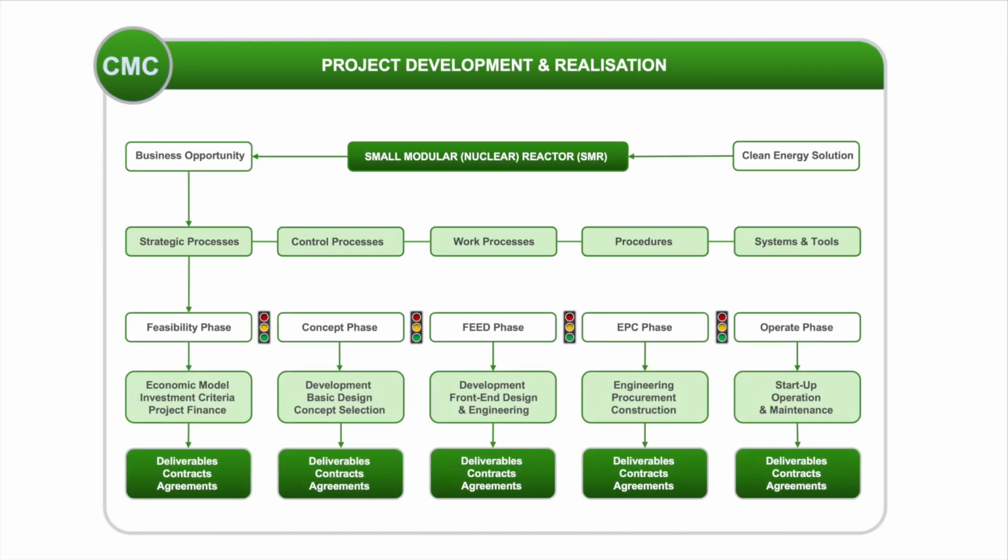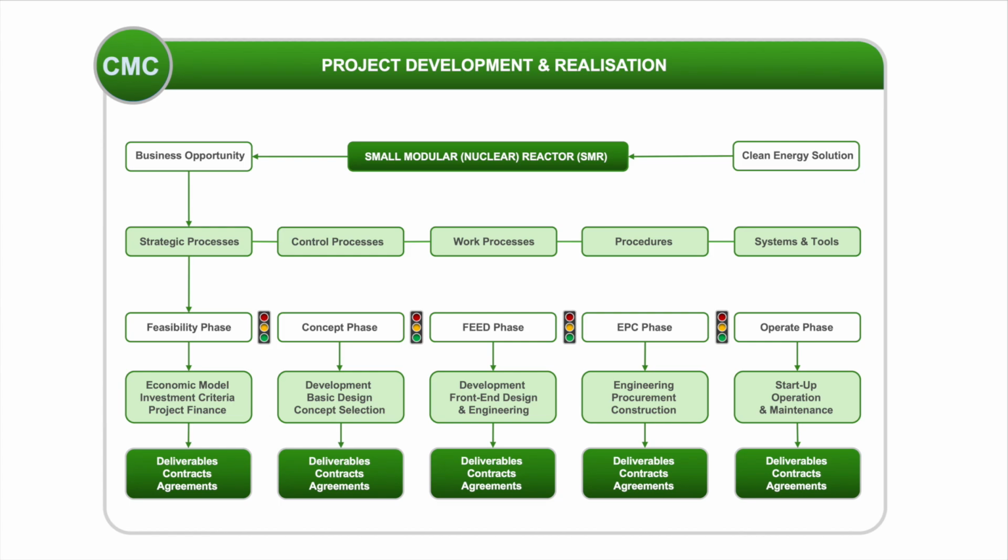Project development is performed in 3 phases, and after each phase the project developer has to review and test whether the project can proceed to the next phase. When the front-end engineering and design phase is completed and EPC bids have been obtained from the market, the so-called final investment decision can be made.